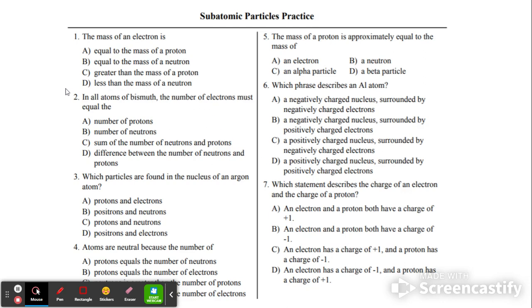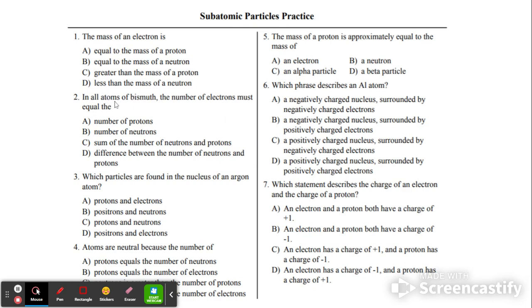Question 2. In all atoms of bismuth, the number of electrons must equal the... Now, I would like to note that this question is not assessing you specifically on bismuth. The answer choices in this question apply to all atoms.